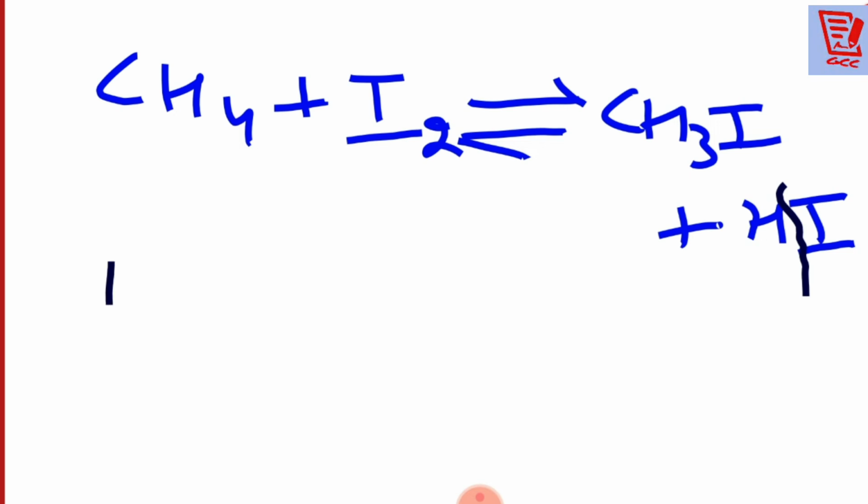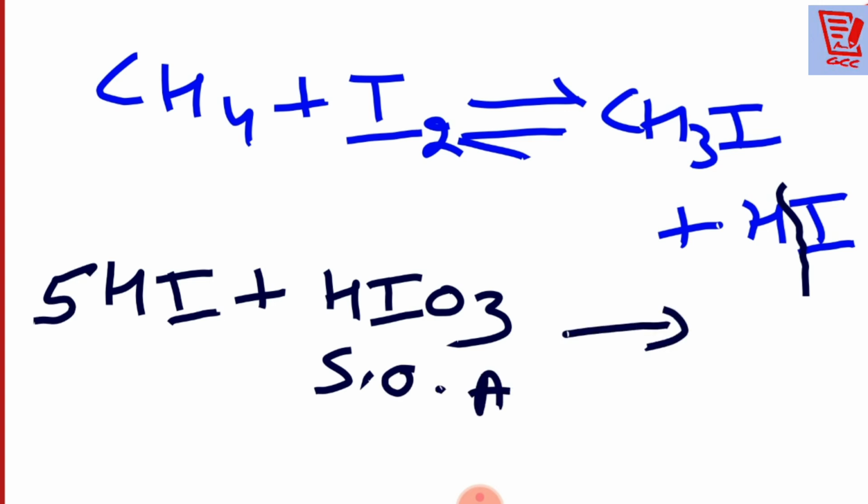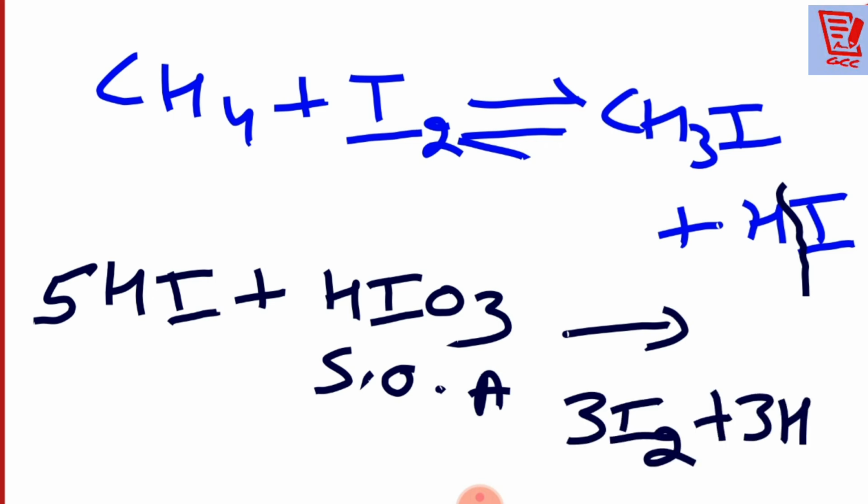That is why when HI is given a reaction with any strong oxidizing agent like HNO3 or HIO3, which is a strong oxidizing agent, then what are we getting over there? Here we are getting back I2, that is 3I2 plus 3H2O. Is it clear to all of you? Are you getting my point?